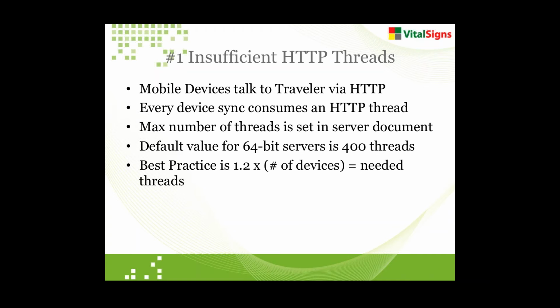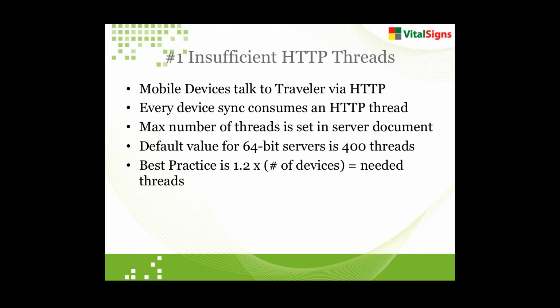And the maximum number of threads that HTTP can serve at any given moment is set in the server document for that particular server. The default value for 64-bit servers is 400 threads. IBM recommends that you have 1.2 times the number of devices for threads. And so you might think, well, 400 threads, that's a lot of threads, that should be enough. And when you initially set up a Traveler server, that's usually way more than you need.